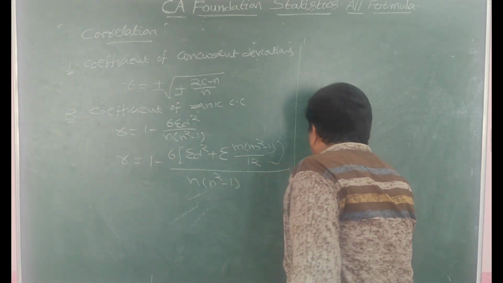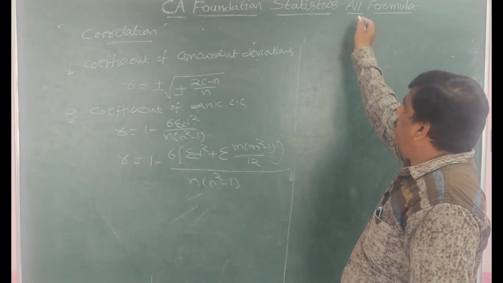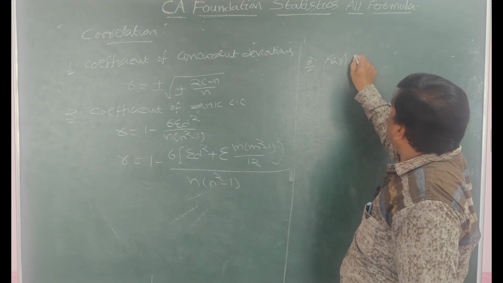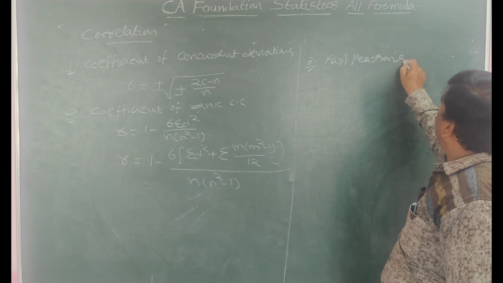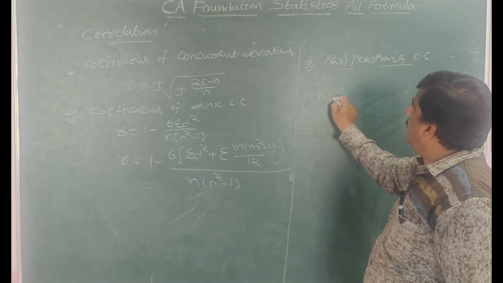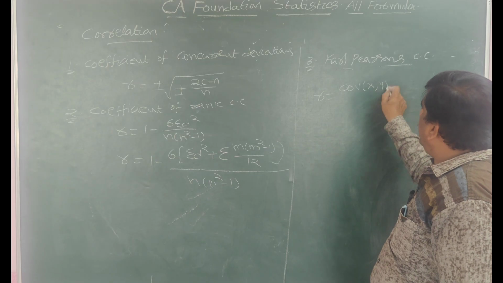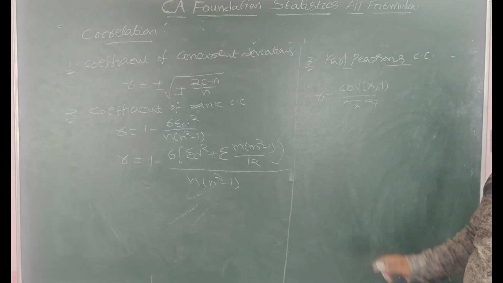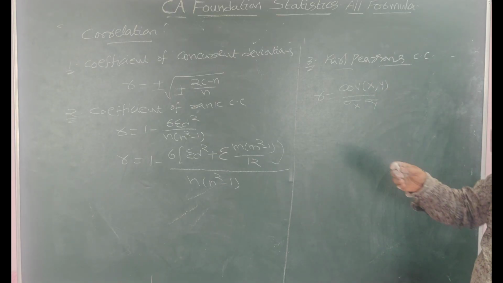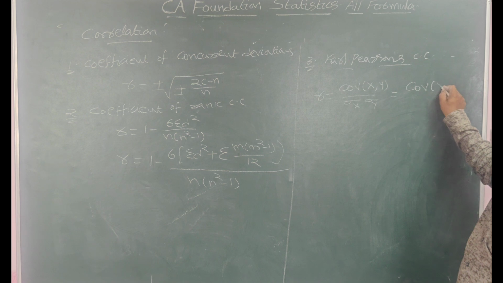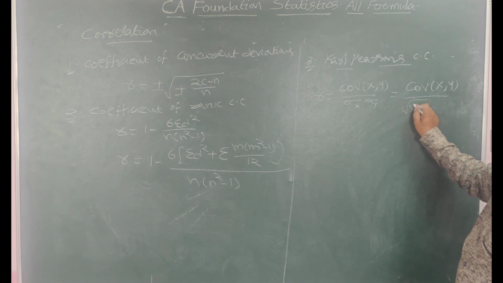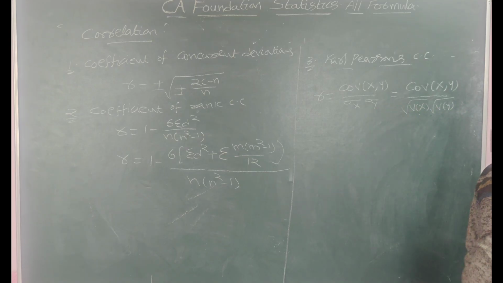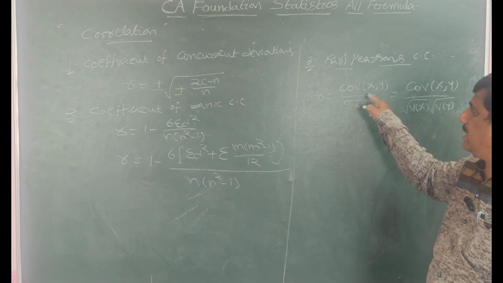And the next important one is the Karl Pearson correlation coefficient. The formula is r equal to covariance of xy by sigma x into sigma y. If covariance and standard deviations are given, use this formula. If covariance is given but instead of standard deviations, variances are given, the formula will be covariance of xy by root of variance of x into root of variance of y. Why? Because the root of variance gives the standard deviation. So if these values are given, use this formula.